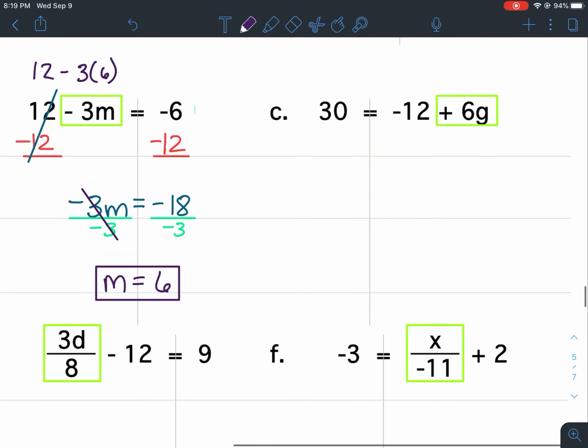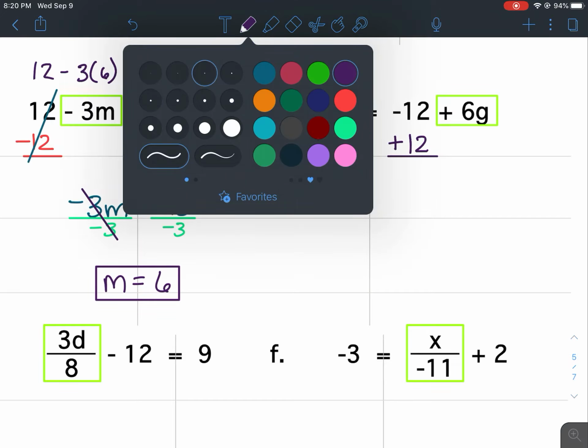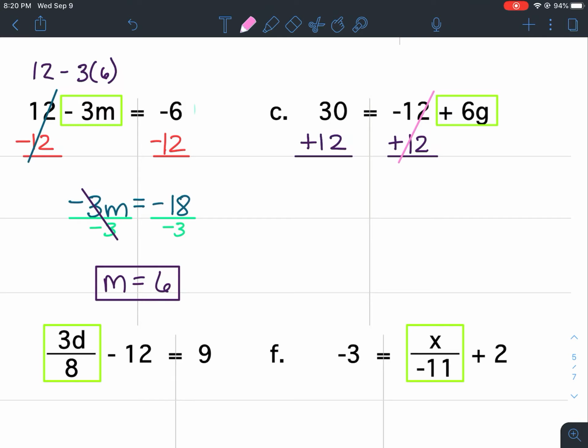All right, C. The variable term is on the right now, and the numbers with the variable are negative 12 and positive 6. That 6 is inside the box, so I don't touch it. I get rid of the 12 first. So I'm going to use the inverse operation. Since it's negative 12, I'm going to add 12 to both sides. If it's negative, I need to make it positive. Okay, so that allows me to cancel out the 12s. 30 plus 12 is 42. Bring down my equal sign, and the 6g should be on the right side. Starts on the right, stays on the right.